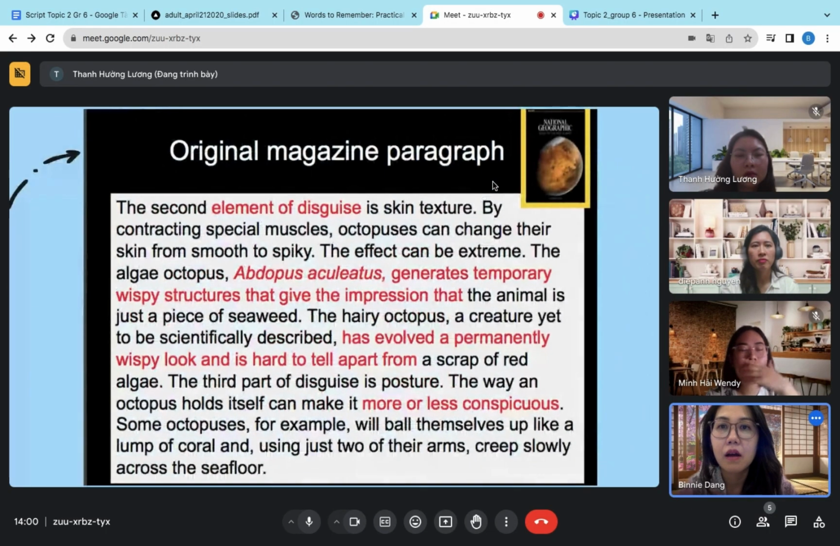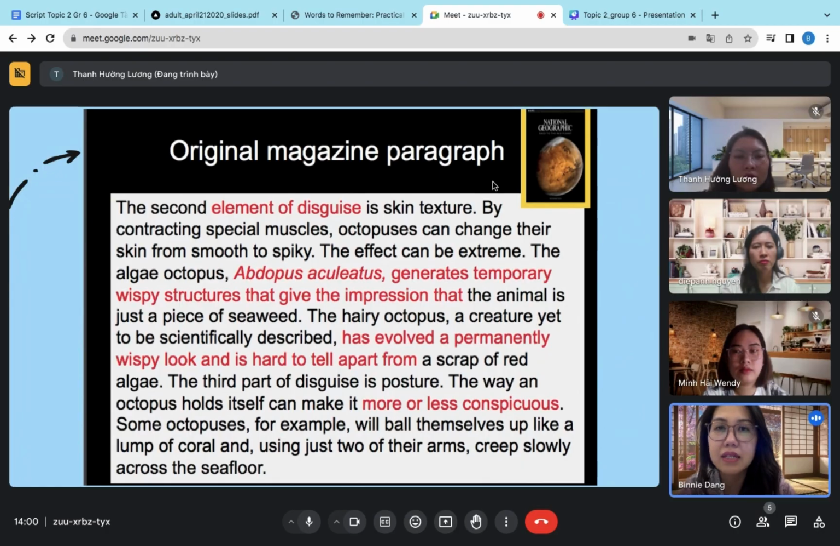Okay, let me give you an example. The reading text about octopus. It has many difficult words, and this is the original magazine paragraph. It is a case study about octopus, and as you can see, I highlighted all the words here that may be difficult for the students to understand.